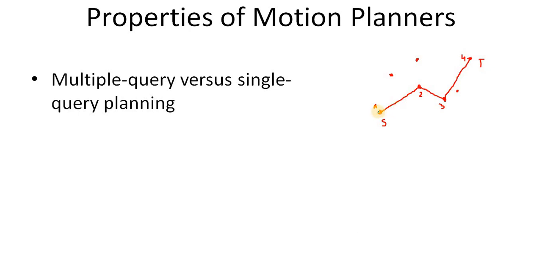For example, the multiple query algorithm, what they do from the beginning is calculate the shortest path from every angle, from every possibility they have.